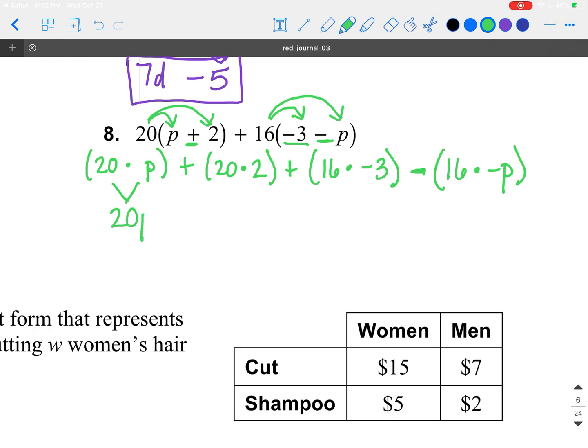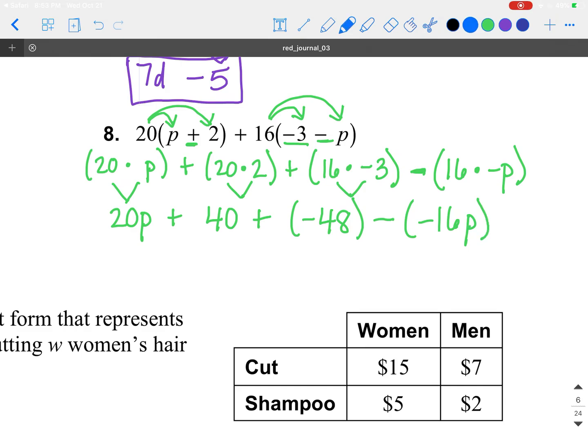So 20 times p would give me 20p, plus 20 times 2 would give me 40, plus 16 times negative 3. Let's just break it down. 10 times 3 is 30. 3 times 6 is 18. That would give me a total of negative 48. And then minus 16 times negative p would give me negative 16p.